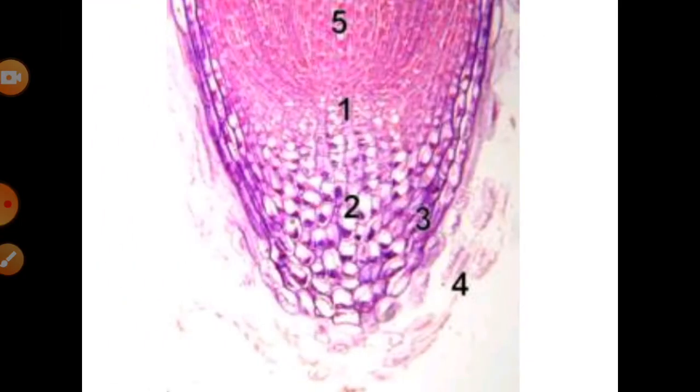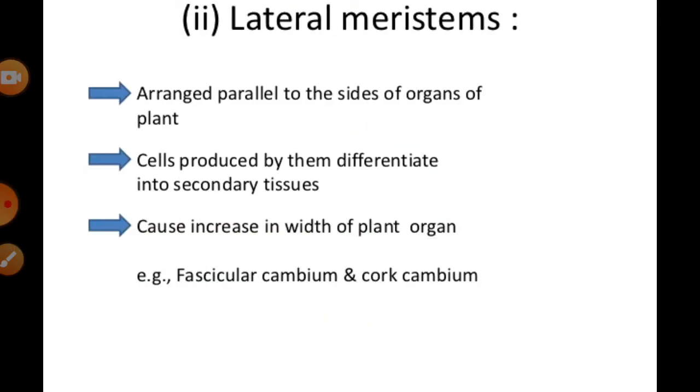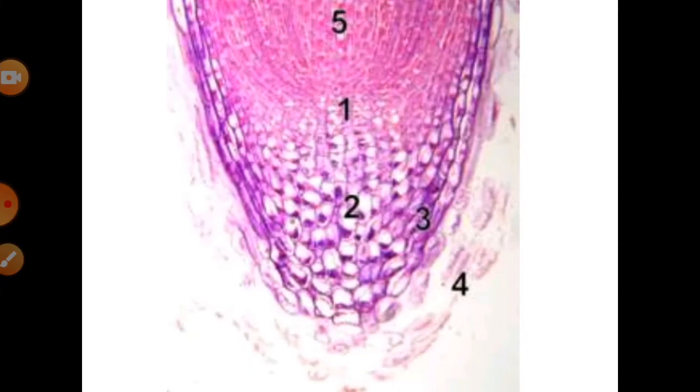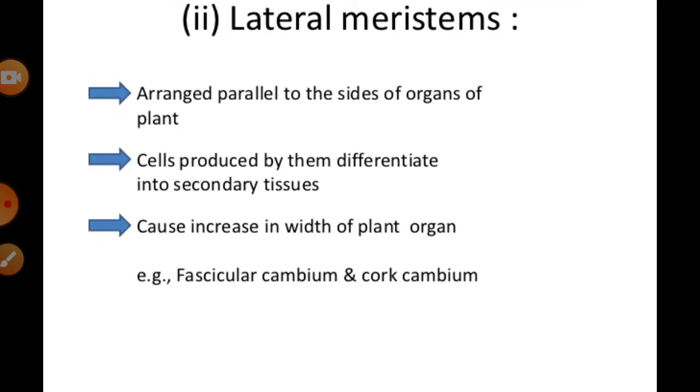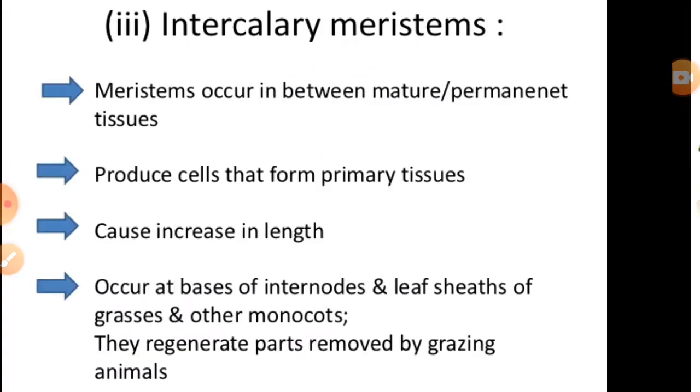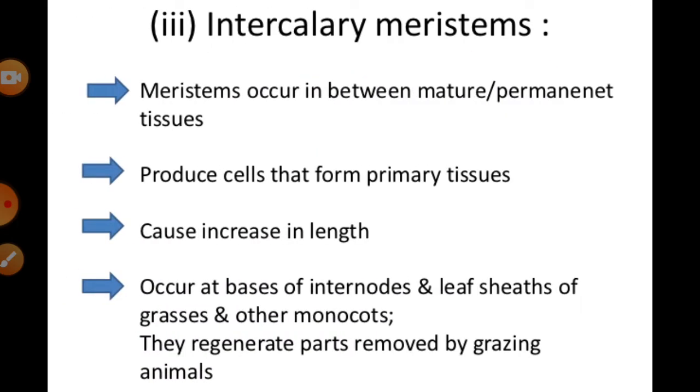Means you can see that these are different stages where they can be developed in different ways, right? We can say that they can be classified into different categories. These are found in different regions. After that, we have to talk about the first one, the intercalary meristem, right?